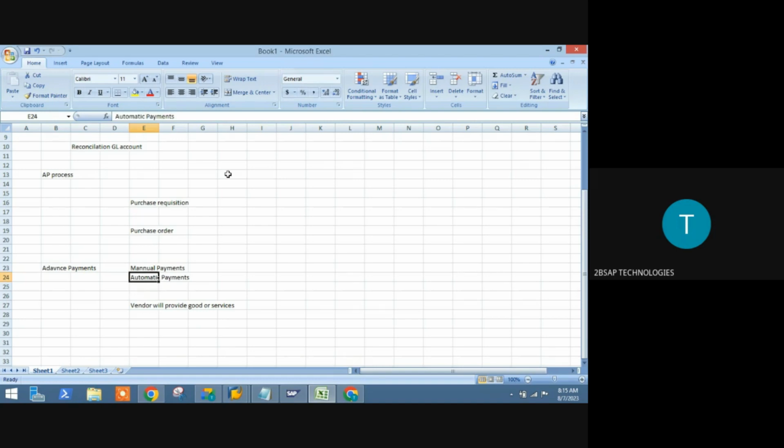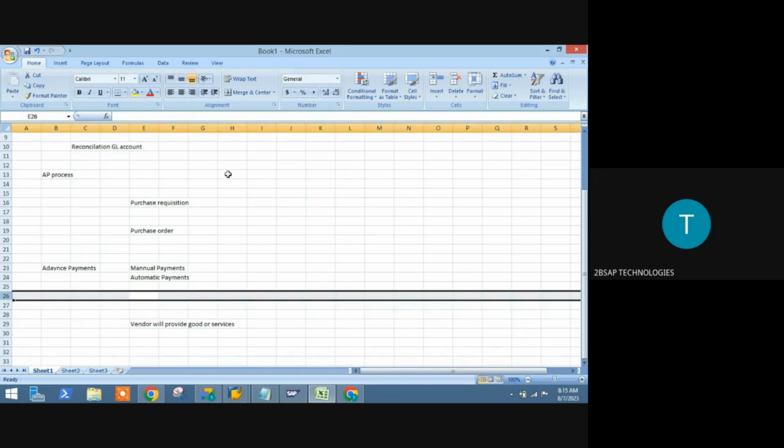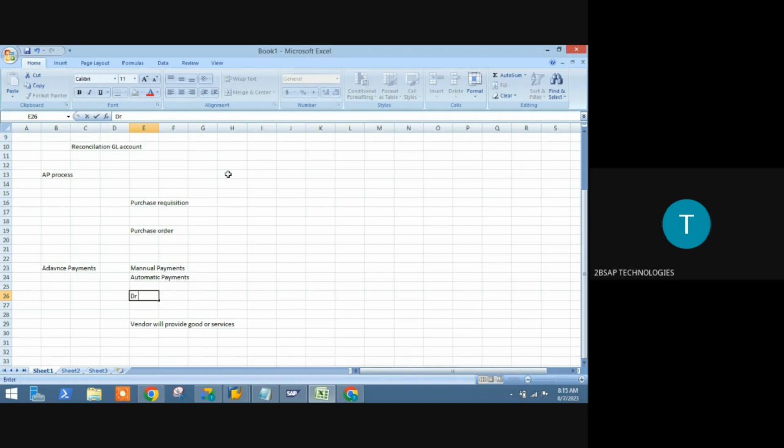Okay. So here, if an advance payment happens, your accounting document will be debit vendor and credit cash. Here, for the vendor also, you are going to use a special GL account. Special GL account we are going to use. That means we are not going to use the vendor account directly. We are going to use vendor advance.